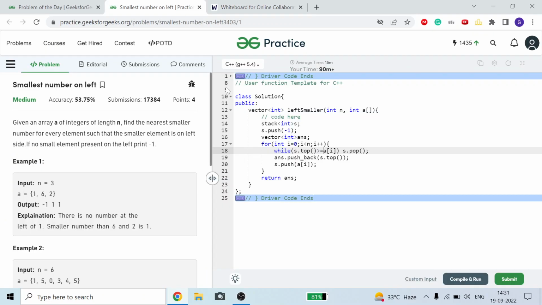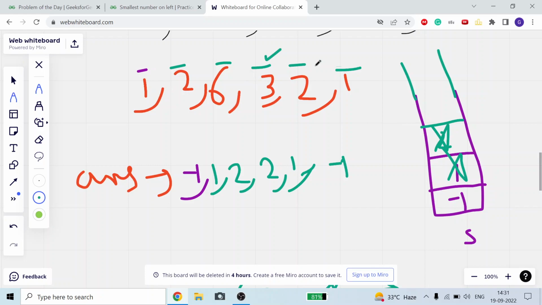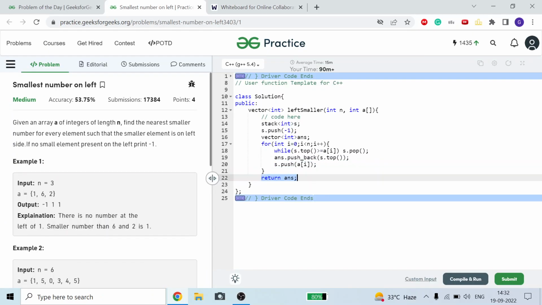Okay guys, I am doing a similar thing. I take a stack, push back minus 1, and take a vector answer that I need to return. Now for each integer, while my top element is greater than or equal to my current ith element, I remove it, I pop it out. Then at last I push back the top element of the stack, which after all the popping operations will be the smaller element that I need, and I push it into my answer. I will push back 1, then 2, then 6 in my stack as well, and at last I just return the answer.